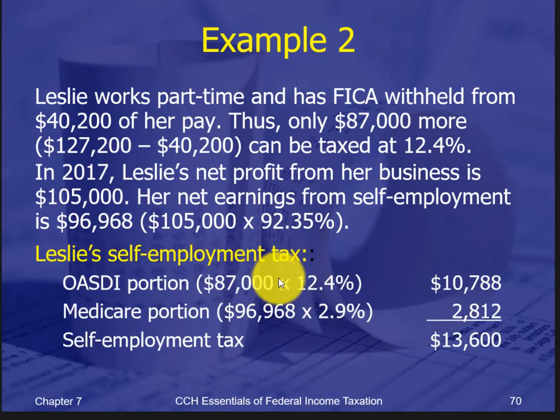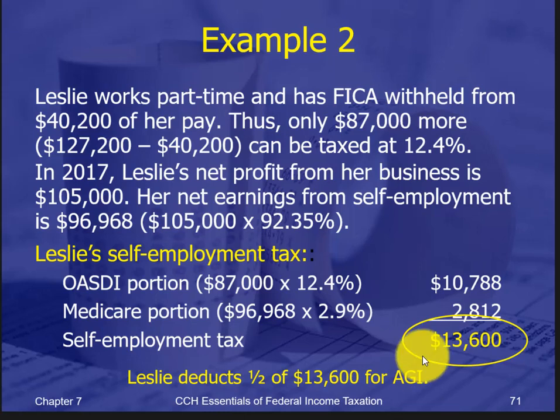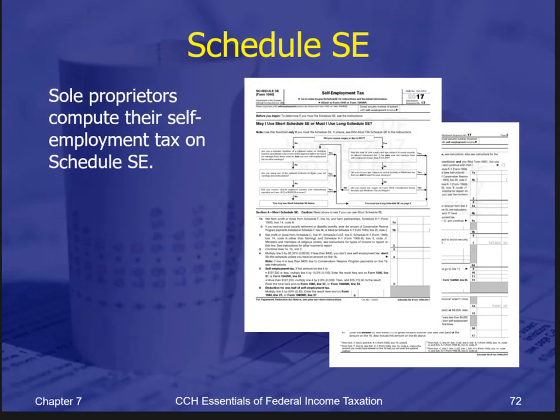So she's going to pay 12.4 on up to the 87,000. The rest, the whole thing, all 96,968, is subject to the 2.9. So again, she could take the 87 times 15.3 and then the difference between these two numbers and multiply by 2.9 and add them together, get the same result. Still, half of it is deductible. Doesn't matter how you calculate it, half of it is deductible for AGI on Form 1040.